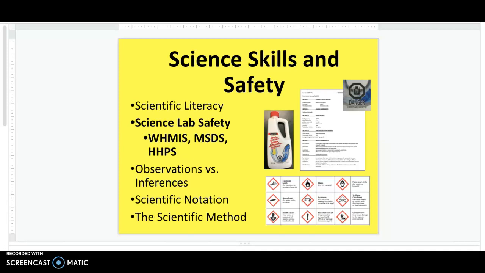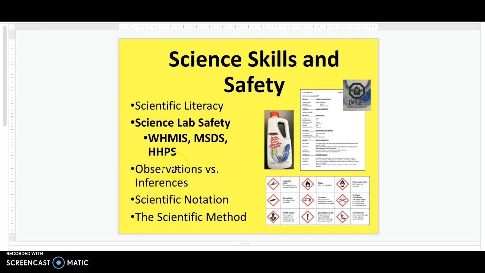I'm going to talk really quickly about some lab safety, or science safety, that we really need to know to be good science thinkers and doers. So just to review, this falls within our scientific literacy piece that we're starting the year with. Today we're going to talk about these symbols and what they mean.